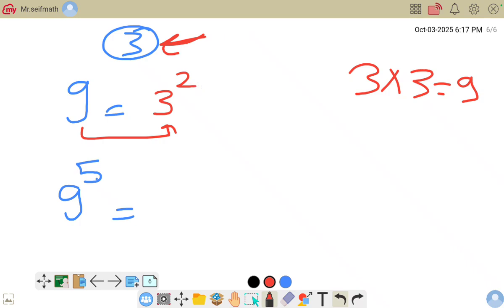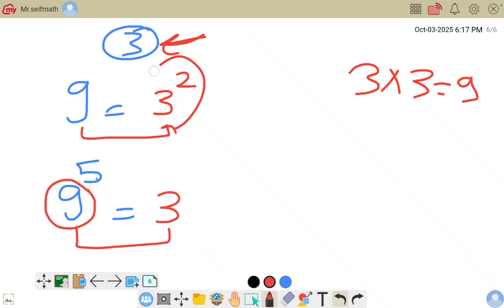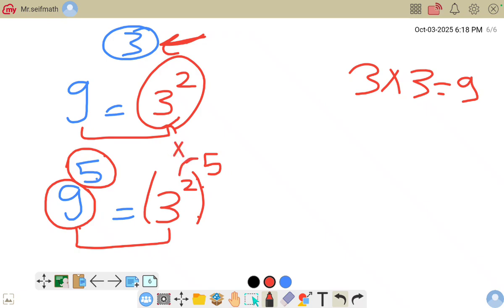Now 9 power 5, and I want to write it as a power of 3. Okay, I'm going to replace 9 itself with 3 power 2, and 9 itself is to the power 5, so take 3 power 2 also to the power 5. Now we have a power of another power, so you multiply them together. It will equal 3 power 10.